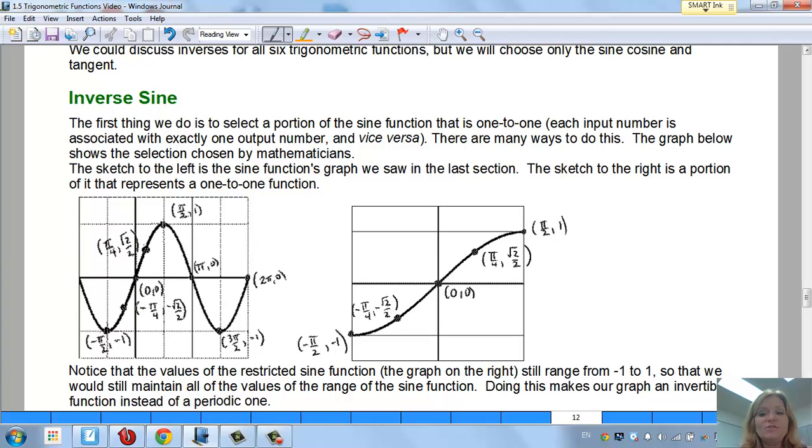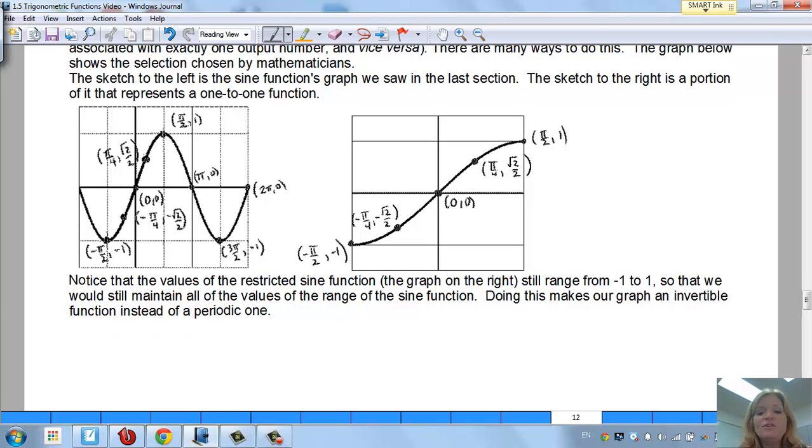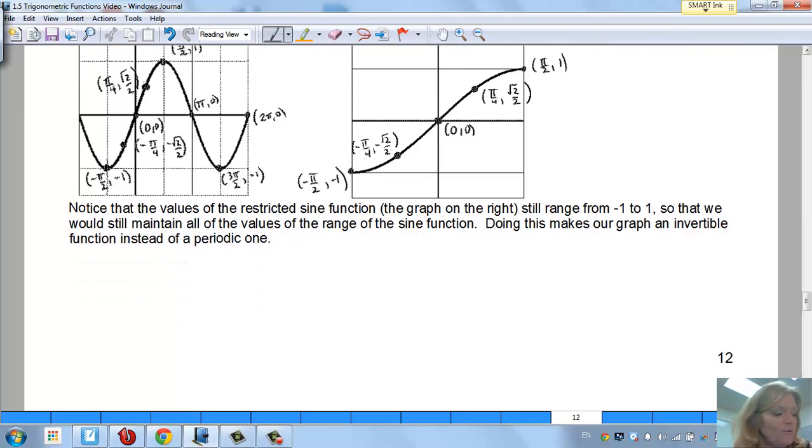So that's the restriction. Notice that the values of the restricted sine function, the graph on the right, still range from -1 to 1, so we still maintain all the values of the range of the sine function. Doing this makes our graph an invertible function instead of a periodic one. Now there are some things I want to show you on the notation of this, so I'm going to do it right underneath here before we go further.